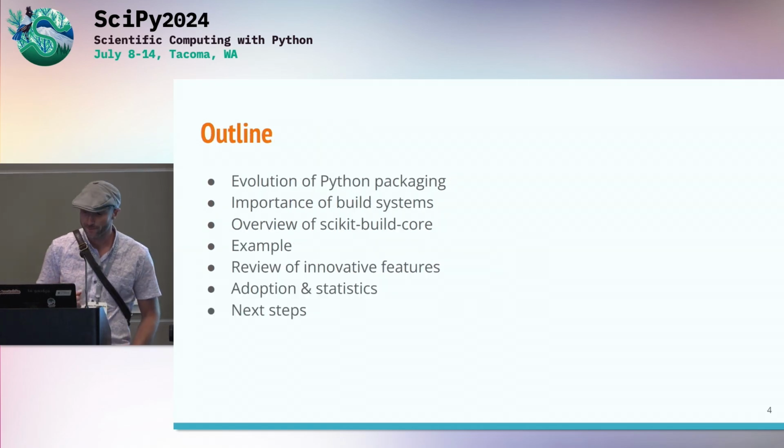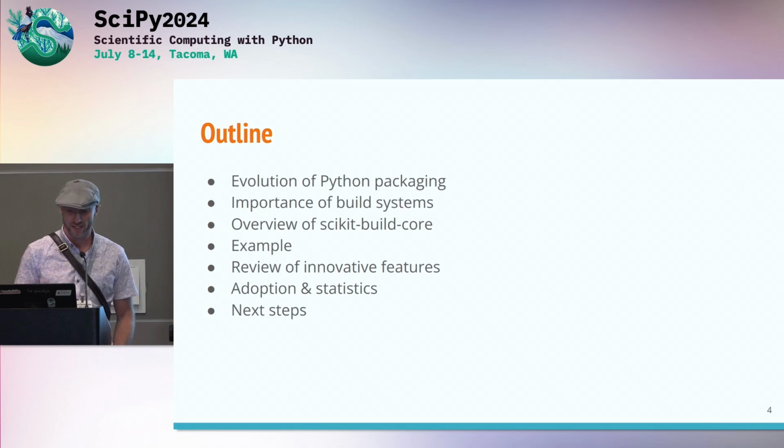More specifically, we're going to look at the evolution of Python packaging, the importance of the build system, and an overview of scikit-build-core. Then one specific example centered around pybind11, some of the key features like overrides and dynamic metadata, some statistics, and then look at the next steps.